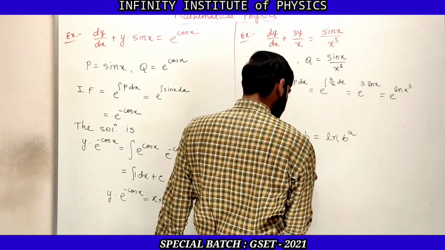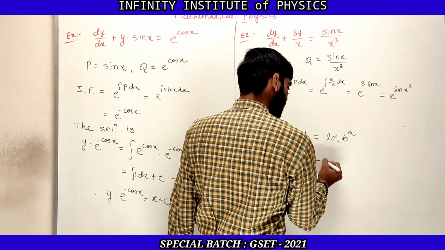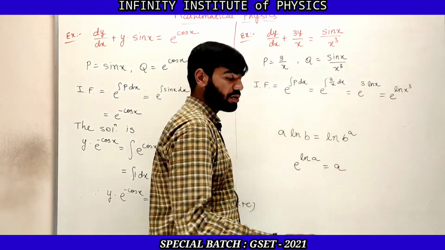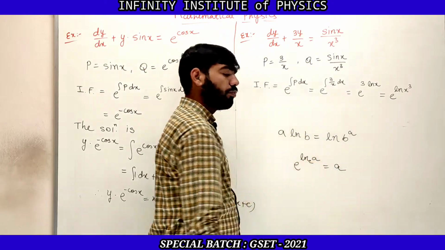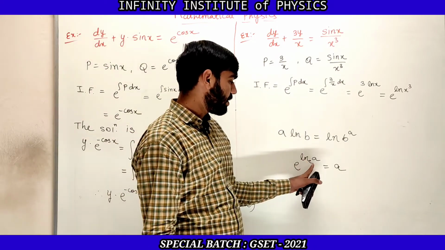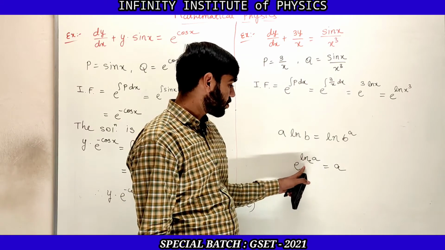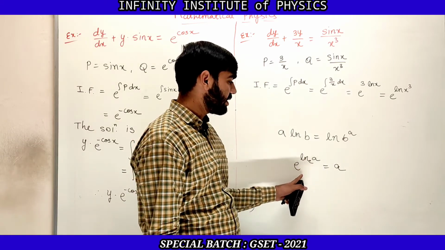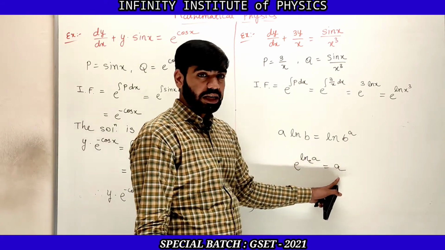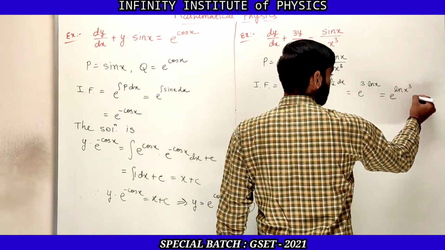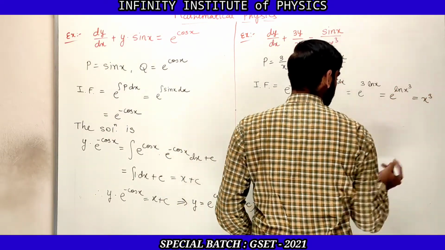But if we have e raised to ln of a, then it is only a, because log base e and e power are the same, so it is only a. That's why we can write it as only x cube.